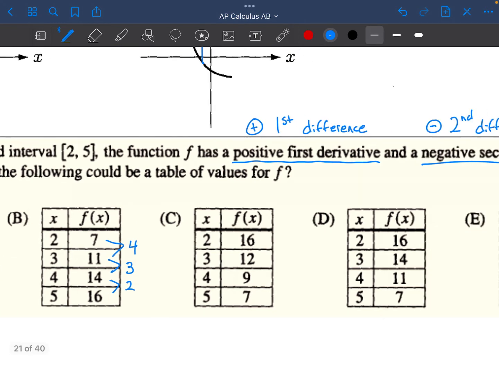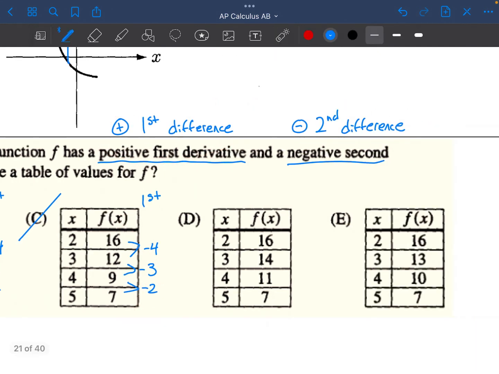But when I get to C, 12 minus 16 is negative 4, 9 minus 12 is negative 3, 7 minus 9 is negative 2. Those are negative values, which means C is out of the running. All of these first differences, I should be labeling these as first differences. All the first differences have to be positive. That's what we're looking for, and those are not positive. So not C. What about D? Same thing. You're going to get a negative 2, a negative 3, and a negative 4, which means that you are out of the running. These are all negative values for the first differences, and we want positive values.